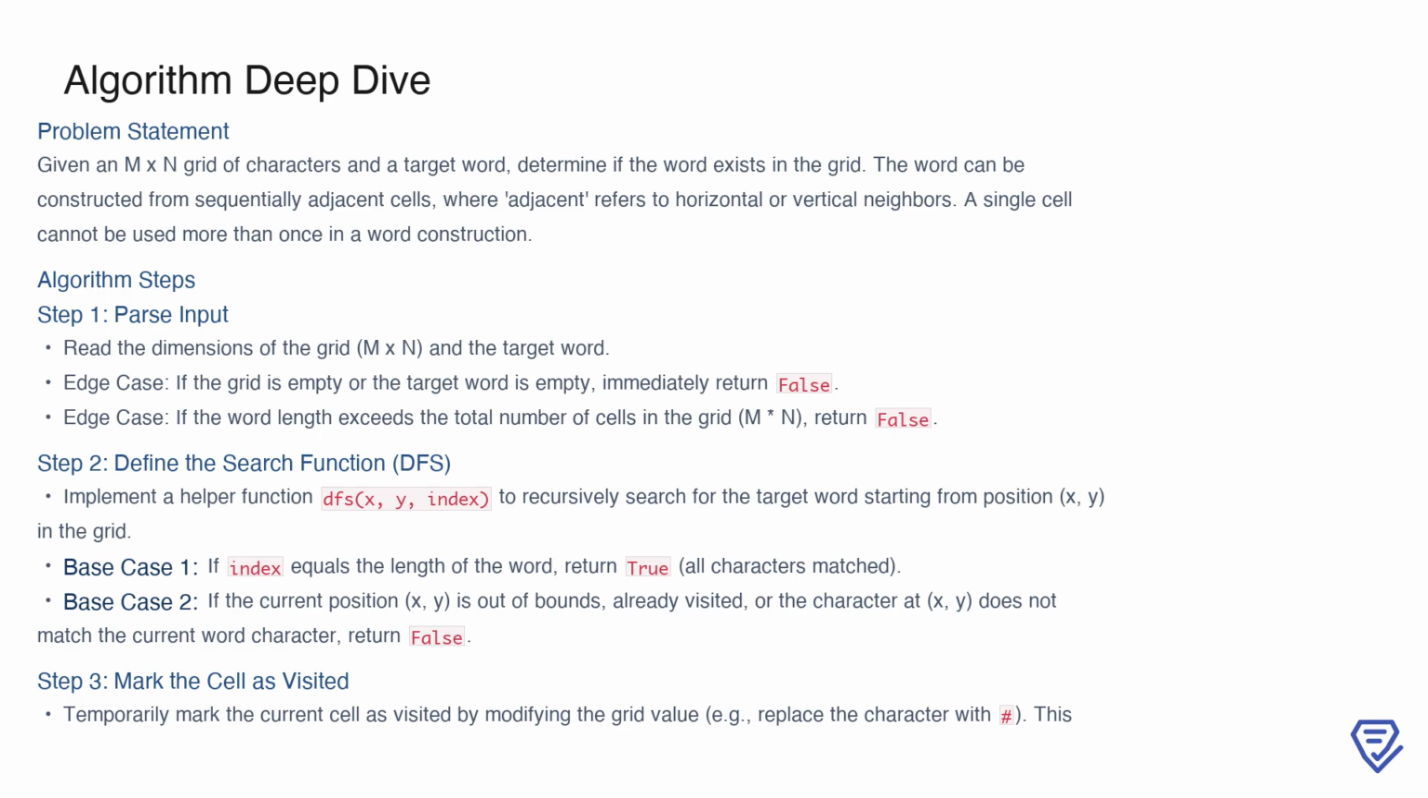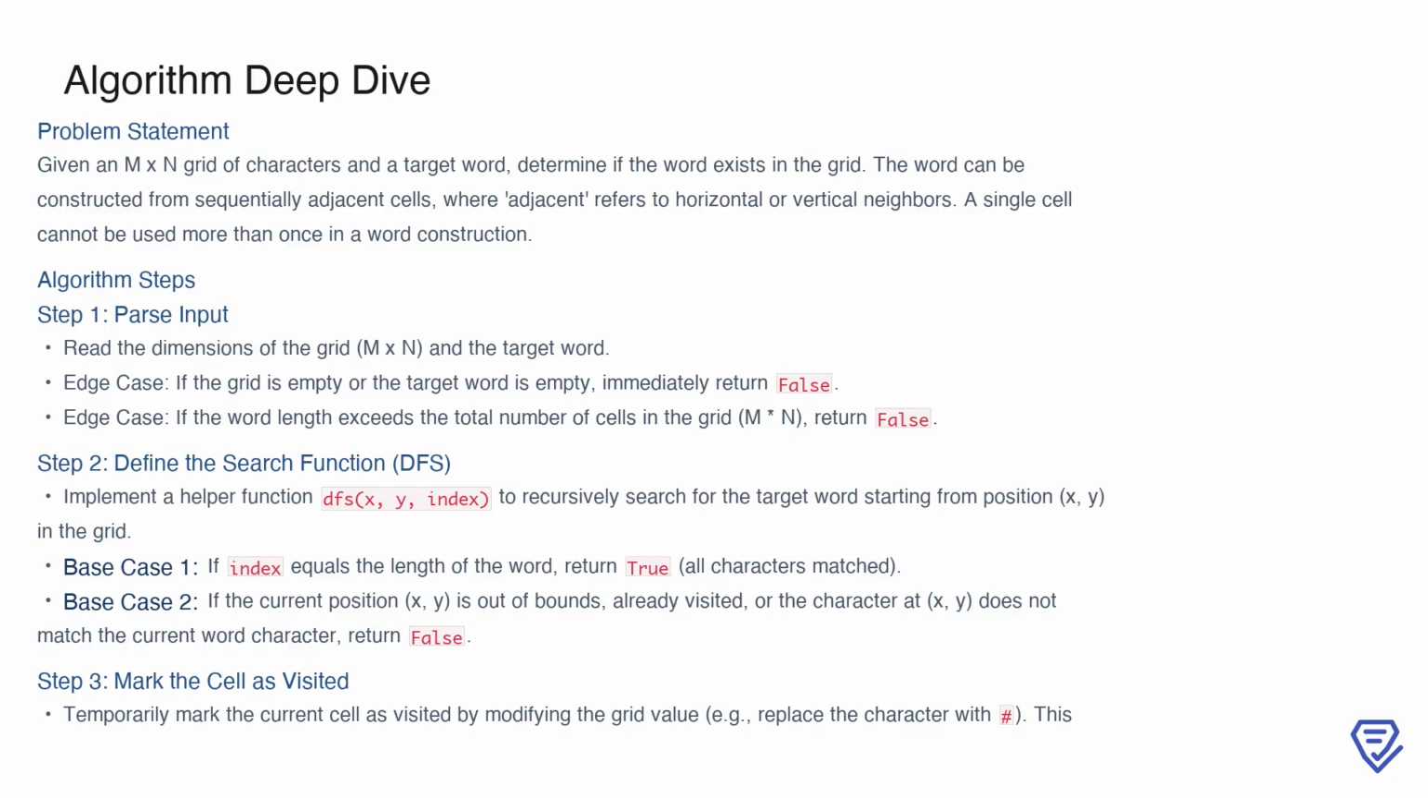Next, we define a recursive search function, DFS, which will help us explore paths in the grid. This function has two key base cases. If the index reaches the end of the word, we return true since we've matched all characters. On the other hand, if the current position is out of bounds, already visited, or doesn't match the current character in the word, we return false.